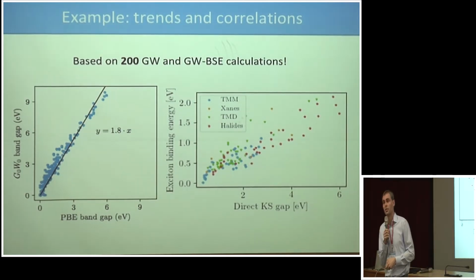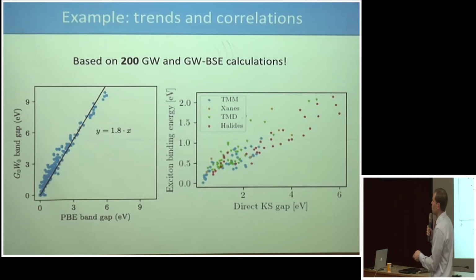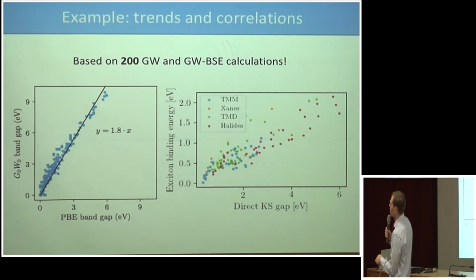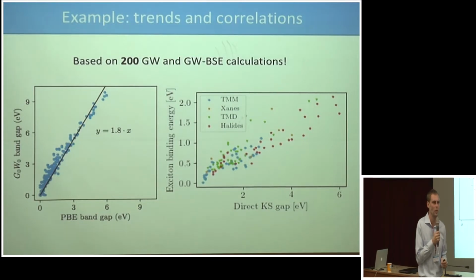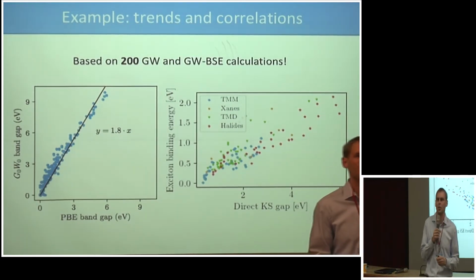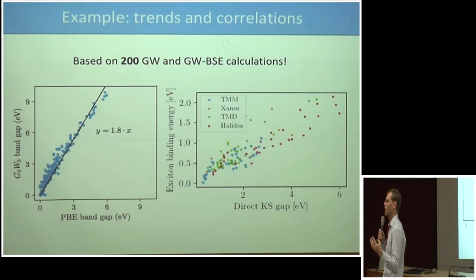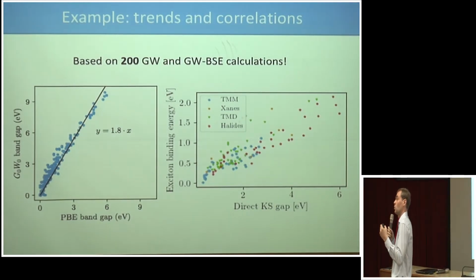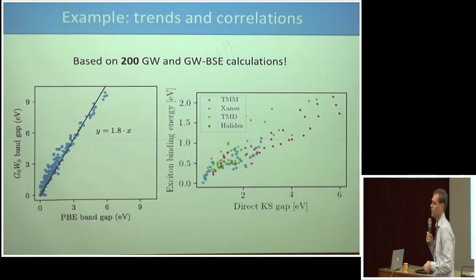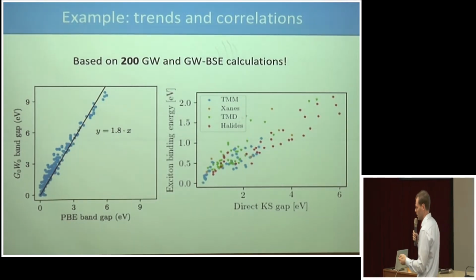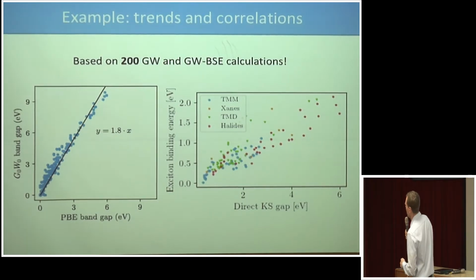It's almost linear. You can also try to plot the binding energy of the lowest exciton for the semiconductors as a function of the direct gap, and you see that there is a correlation, which you would expect, because if you have a material with a larger band gap, then screening will be smaller, and therefore the electron-hole interaction will be stronger, and you should get a larger exciton binding energy, which is also what you see here. So these kinds of correlations you can explore using the database.